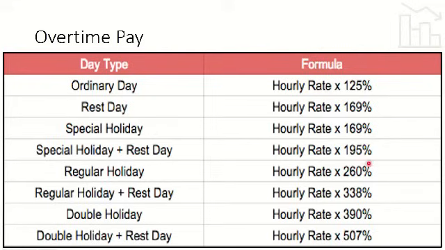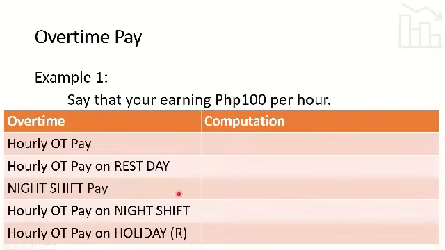Special holiday plus rest day, 195% ang ating multiplier. Regular holiday, 260%. Regular holiday plus rest day, 338%. Then, double holiday is 390%. And double holiday plus rest day is 507%. So, yung mga data natin dito is constant.